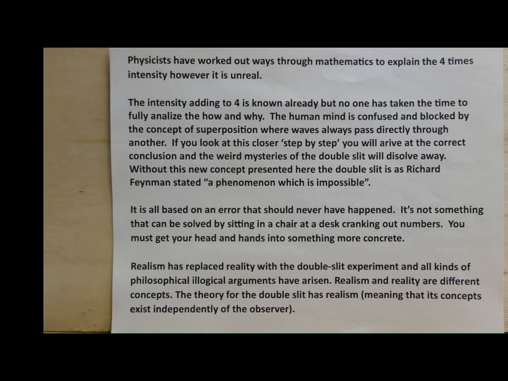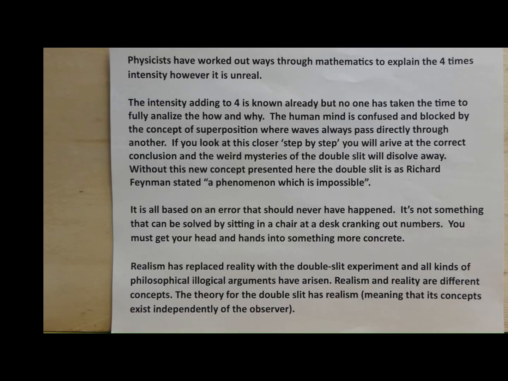Without this new concept presented here, the double slit is, as Richard Feynman stated, a phenomenon which is impossible. It's all based on an error that should never have happened. It's not something that can be solved by sitting in a chair at a desk cranking out numbers. You must get your head and hands into something more concrete.